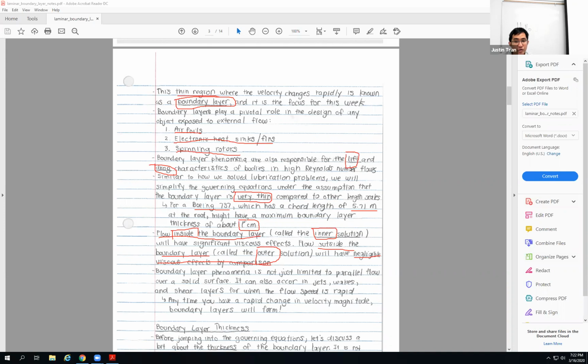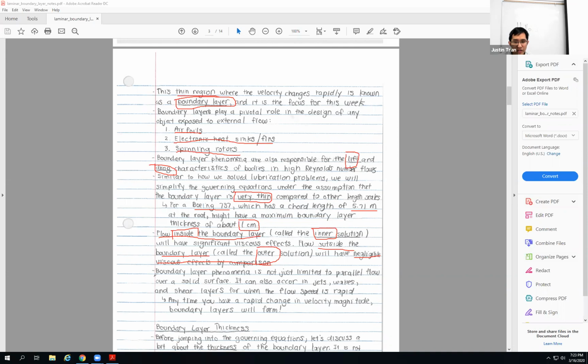The outer solution is usually the subject of things like an aerodynamics class, or I think we have another graduate class here called inviscid flow. The inviscid flow class is going to be concerned mostly with the outer solution. We're not going to be considering that in this class because we're doing viscous flow, so we're going to be focusing on things that are inside the boundary layer.